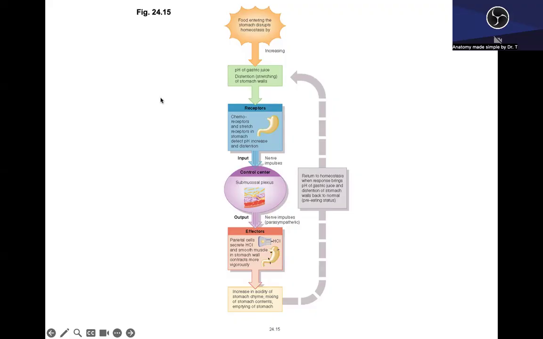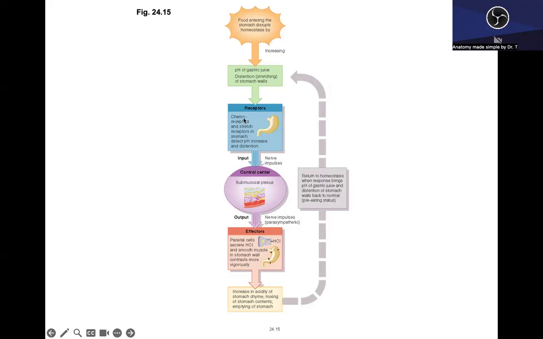But as we know, food is coming in, and it is going to start triggering signals to stimulate secretion of the stomach. However, with food coming in, it will immediately have a negative effect on the pH value. It will start going up. Stomach walls will be stretched out.